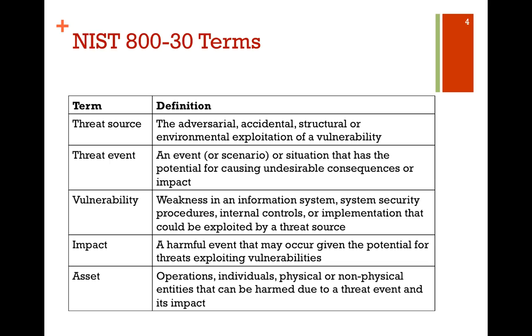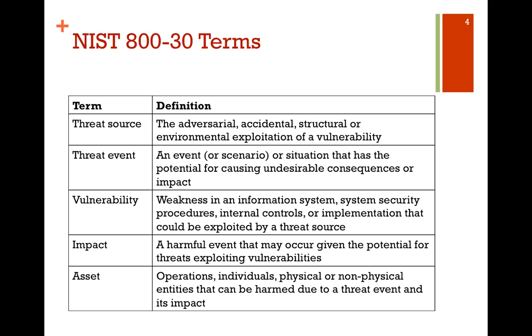Now, let's see how security risk can be represented using the tabular approach supported by the NIST 800-30 standard for security risk assessment. The NIST standard uses the following concepts to denote security risk. A threat source is an entity that initiates a threat event. A threat event is a situation that has the potential for causing undesirable consequences or impact. A vulnerability is a weakness or a flaw that could be exploited by a threat source.